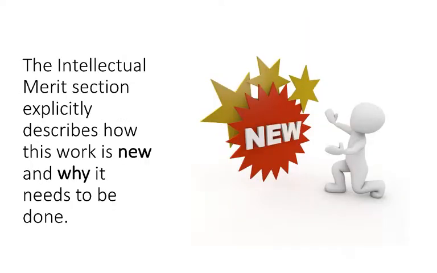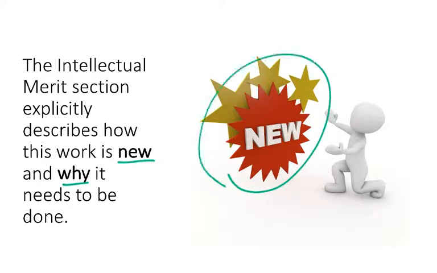So in this intellectual merit section, you're explicitly describing how this work is new and why it needs to be done. So again, you're laying out in written format for your reviewers, look at this shiny new work I'm proposing, it hasn't been done before and it needs to be done, and this is why. And that's the core of the information you're including in this intellectual merit section.